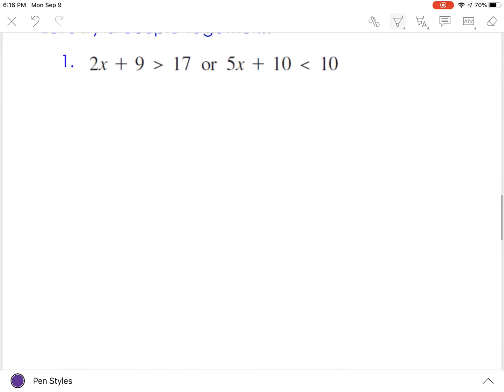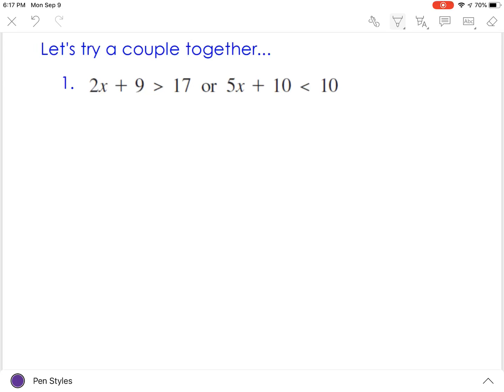Here's number 1. We have 2x plus 9 is greater than 17, or 5x plus 10 is less than 10. Okay. So notice how we have 2 inequalities. Here's a simple inequality. Here's a simple inequality. Basically we're going to solve one of the inequalities, then we're going to solve the other inequality completely separate from each other, and then we're going to write or in between our answers.